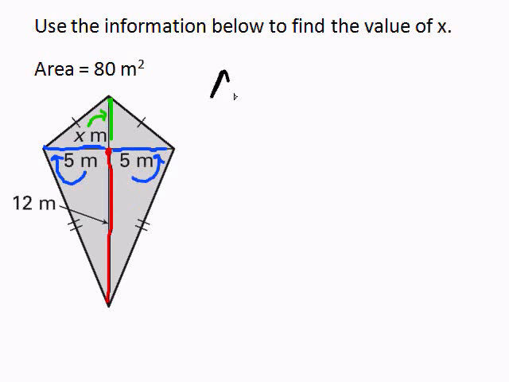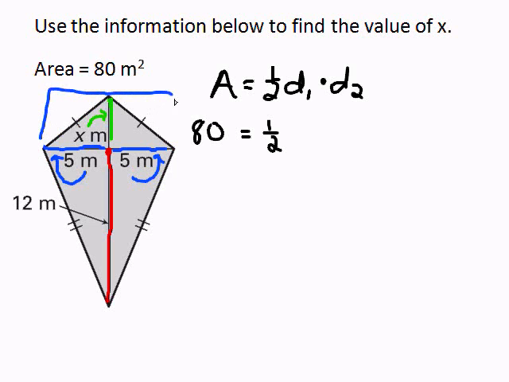So the area of a kite is going to be equal to 1/2 diagonal 1 times diagonal 2. So the area, which I happen to know, is 80, so I put 80 in for the area. 1/2 diagonal 1. Now I do know one of the diagonals. I'm going to outline that in blue. Notice this is 5 and 5, so the whole diagonal length is 10. Times diagonal 2. Now, we don't know diagonal 2.